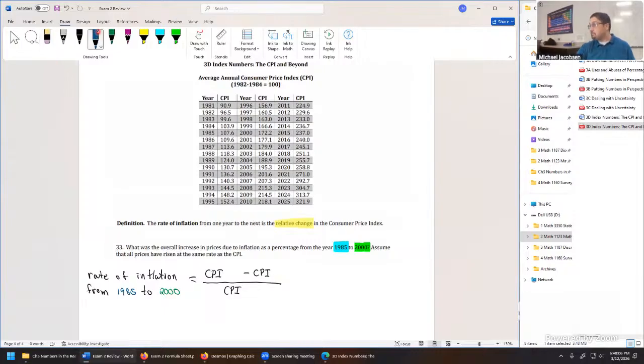1985 should go here. 2000 should go here. And 1985 should be the denominator. So that's the basic structure. But then at this stage, all we're doing is throwing in those index numbers. So go to consumer price index in the year 2000, 172.2.